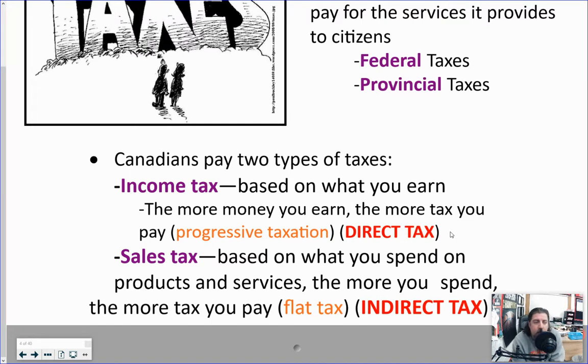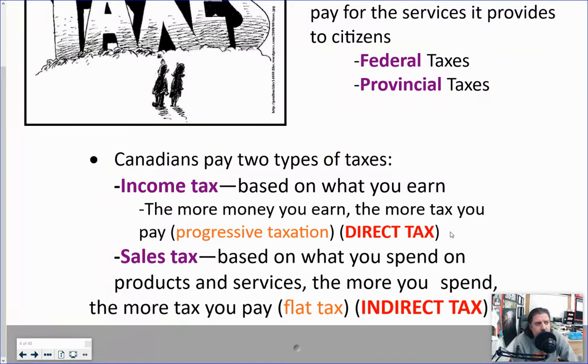Okay, so as you become wealthier, there is a progressively higher rate of money that is taken off the income that you earn. And that's called progressive taxation. All right. So once again, income tax is a direct tax that comes off your paycheck. It's based on the amount of money you earn, and it is progressive. And I'll show you a chart of what progressive means in a few moments.